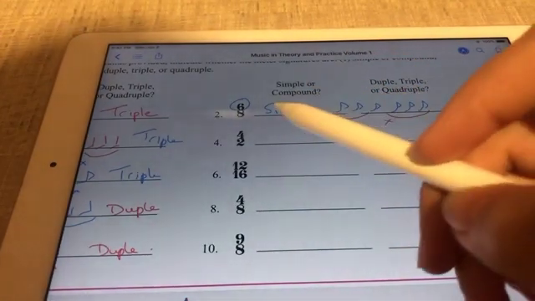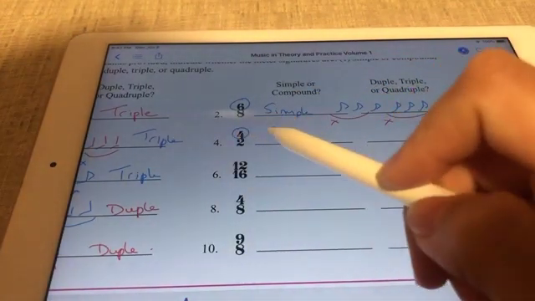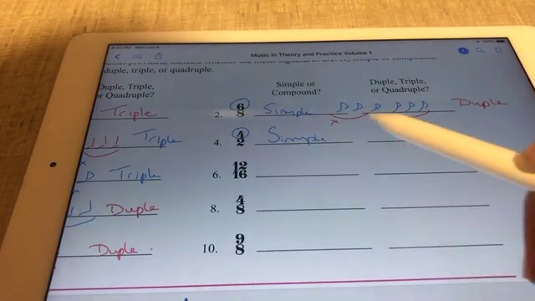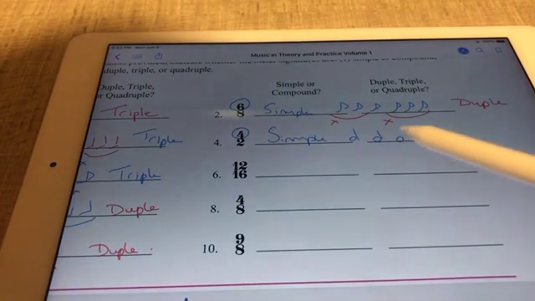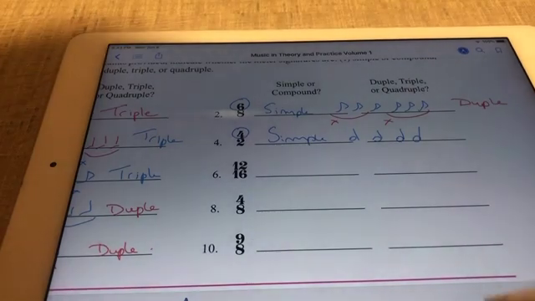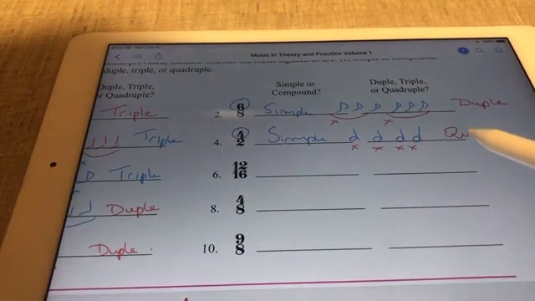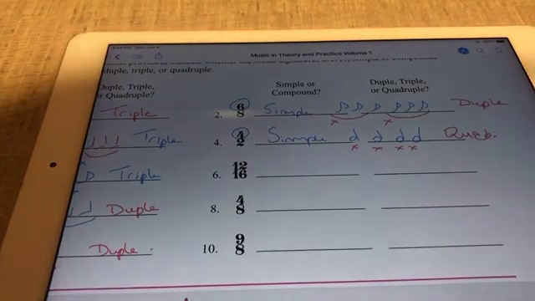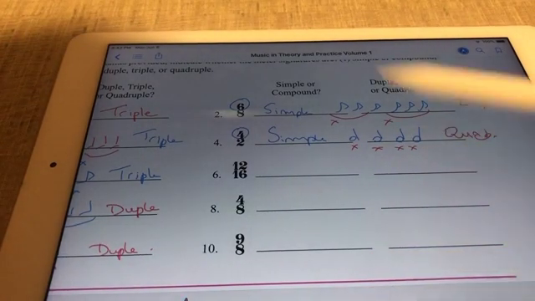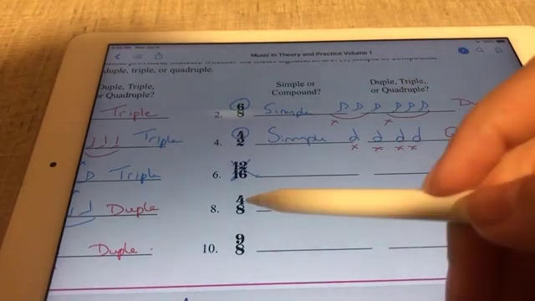Continuing. 4/2. 4, therefore it is simple. So I have 1, 2, 3, 4 half notes in a measure. Each of them takes the pulse, therefore quadruple. Now 12/16, we're actually not responsible for it.